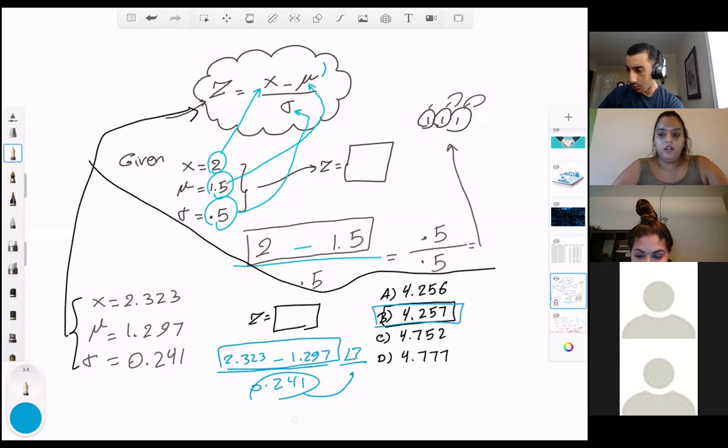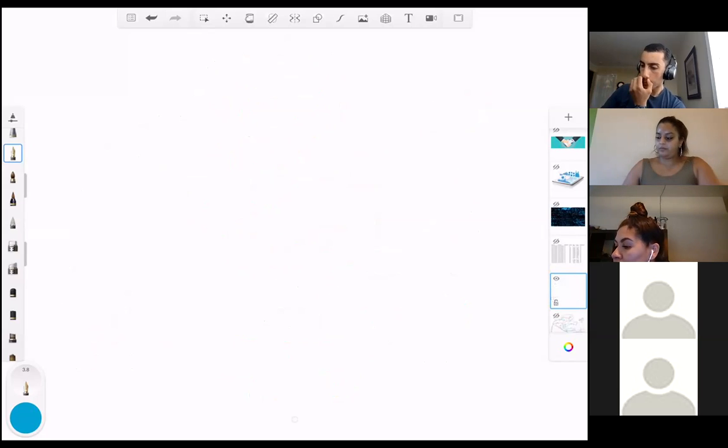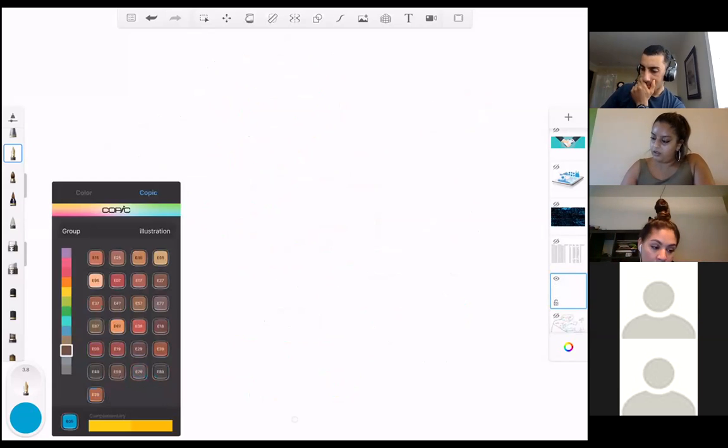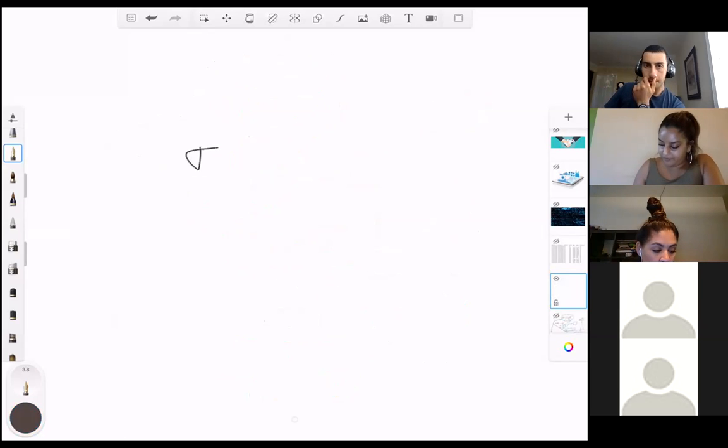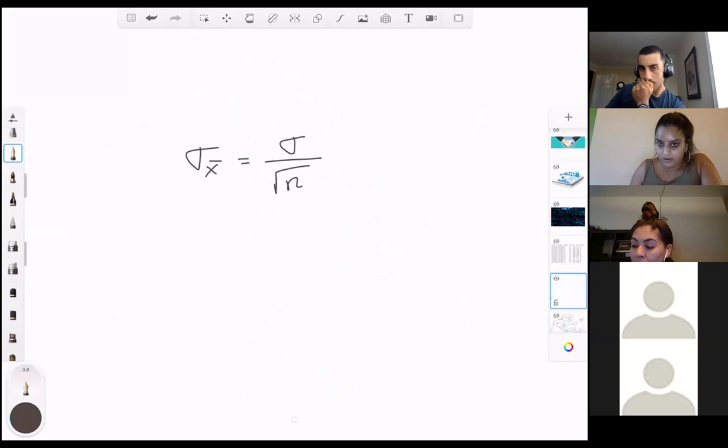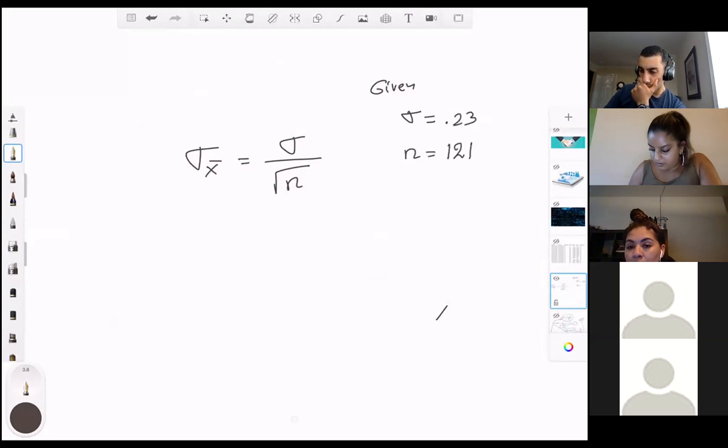Let me give you guys another ugly formula that you will see in this course later. Sigma of x bar equal to sigma over radical n. This is some type of error. I mean, sigma x bar is kind of error. Given sigma equal to 0.23 and n equal to 121. What is sigma of x bar?